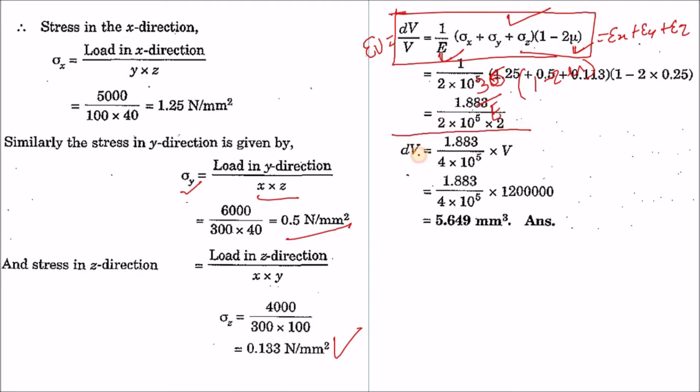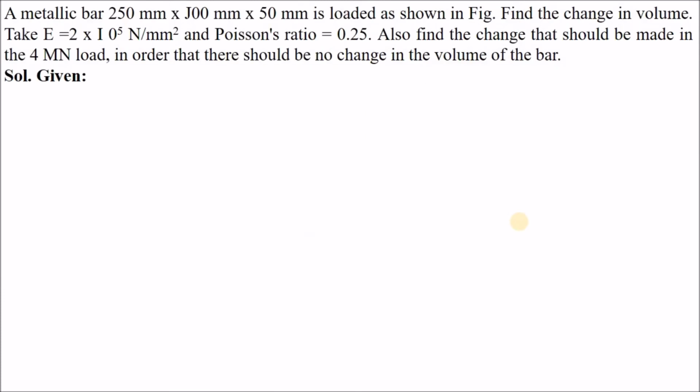After that, this one is dV by V. From that we find dV, as the volume is already calculated. Up to here complete. We found the volumetric strain. Now the second question.